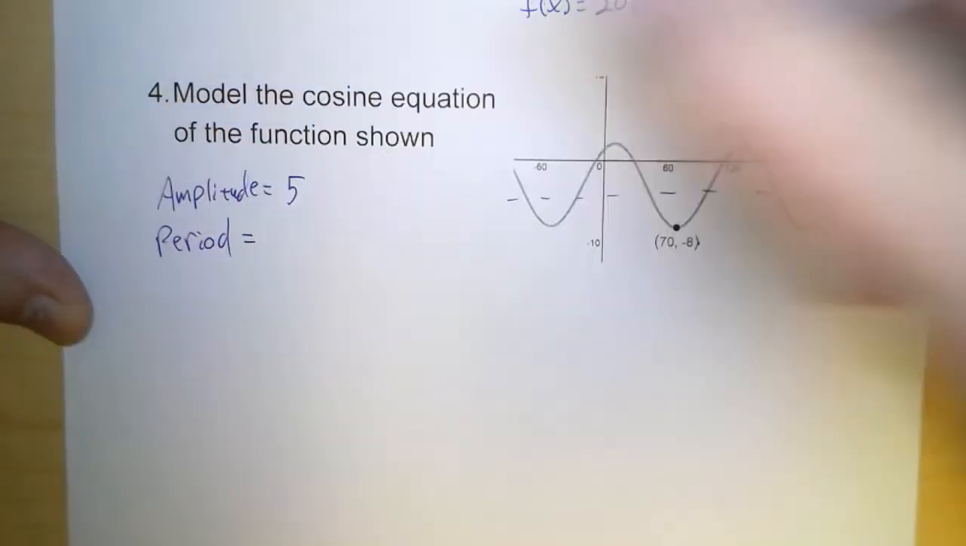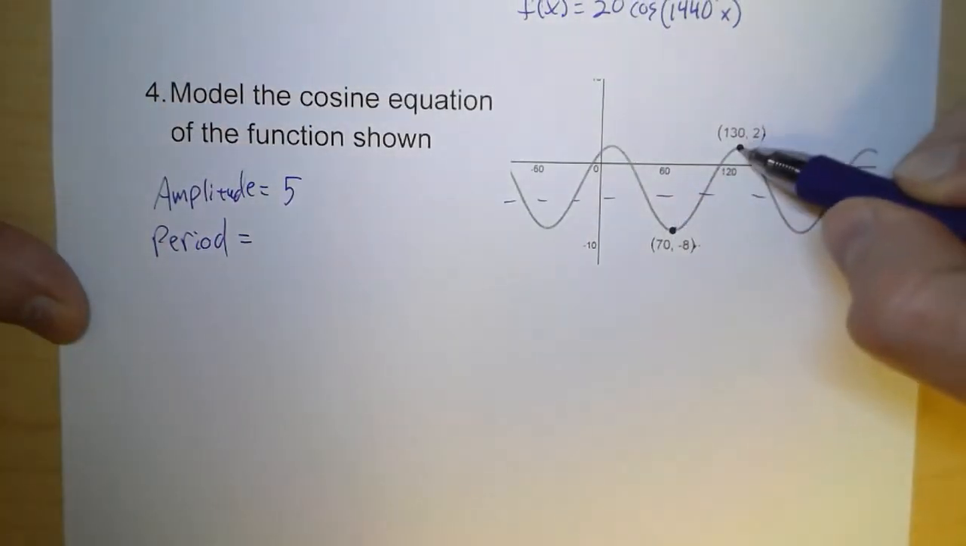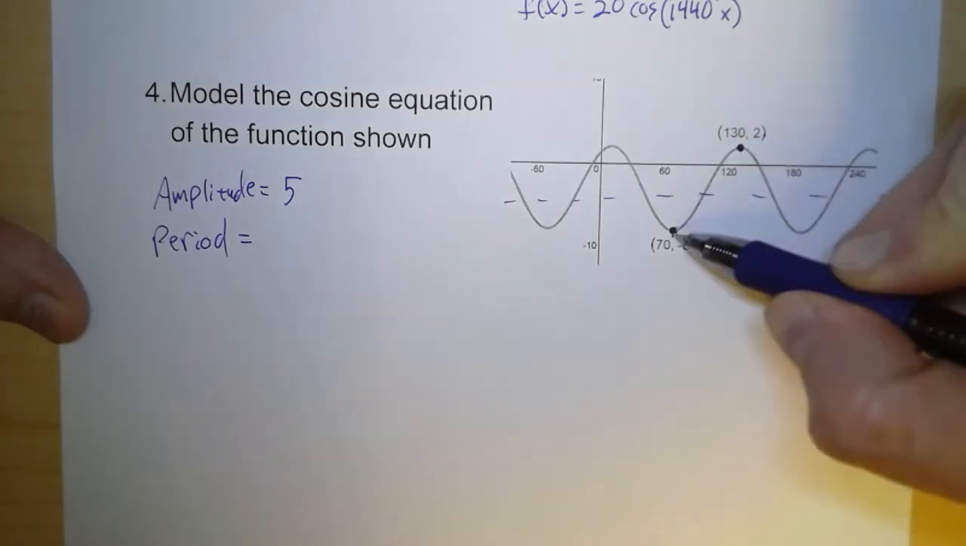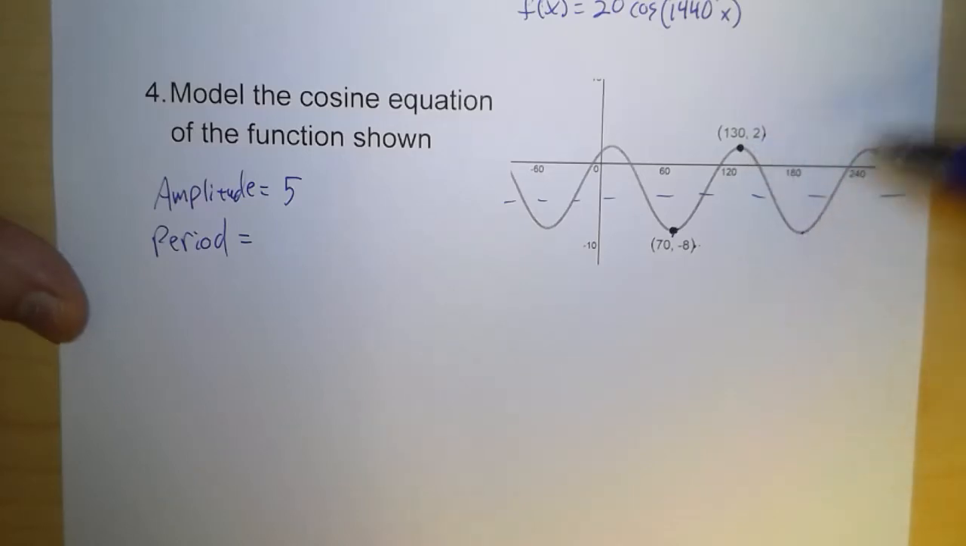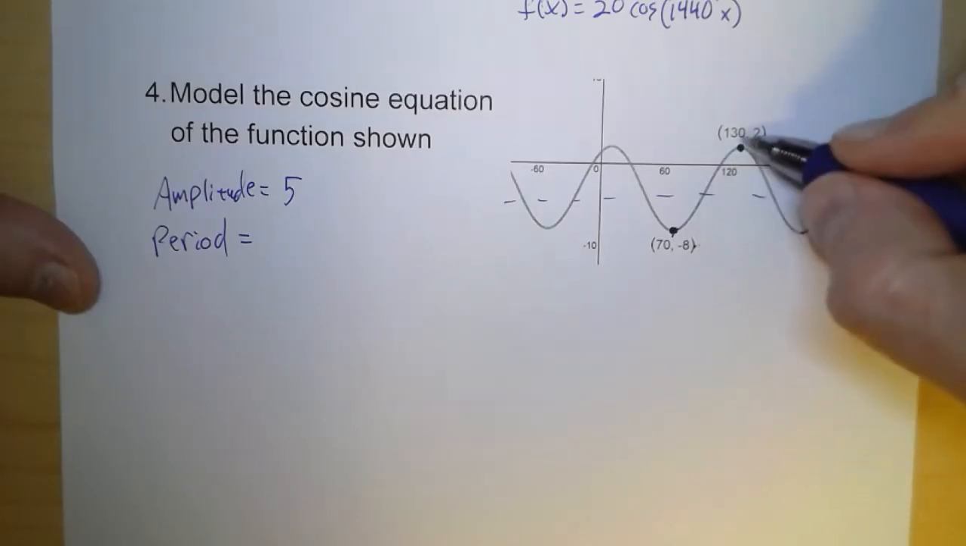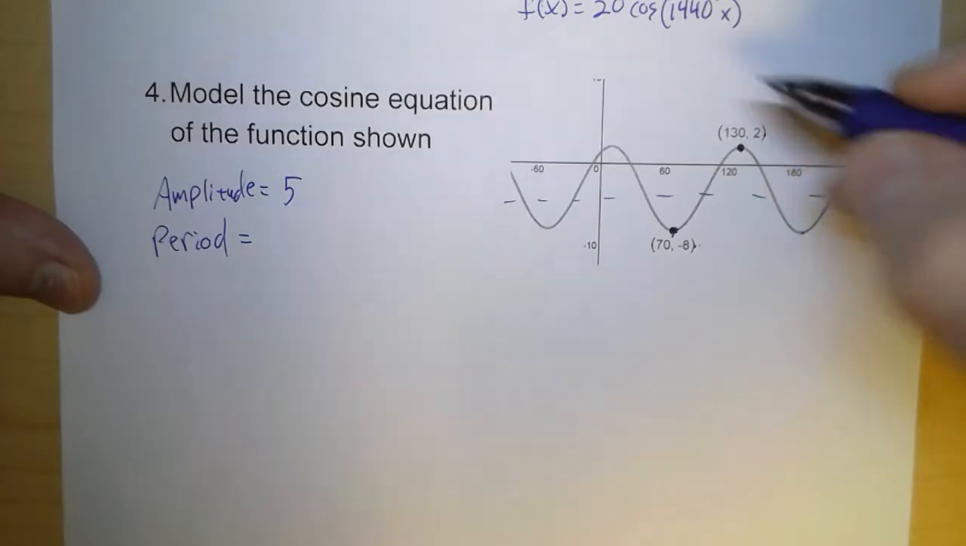And then our period length. From here to here, we go from 70 to 130. And that's a distance of 40. But again, we went from the bottom to the top. We need to go back to the bottom again. So a full period length is not going to be 40. It's going to be 80.